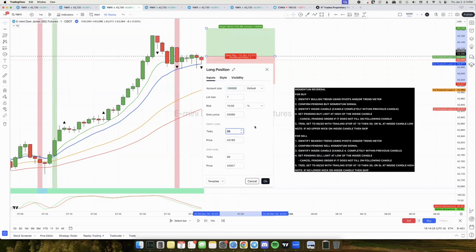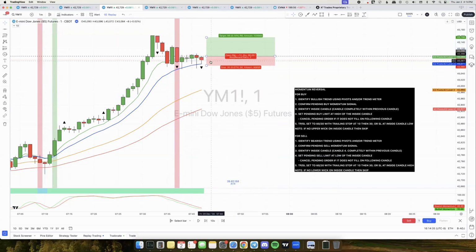You're going to set your TP and stop loss to 60 points TP, 30 point stop loss. That is a 1 to 2 risk to reward. So in this situation, if you lose the trade, you lose 30 points. If you win the trade, you get 60 points.